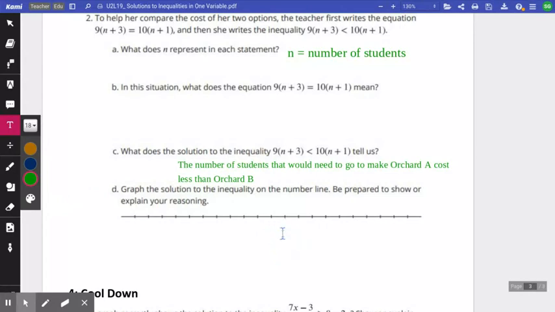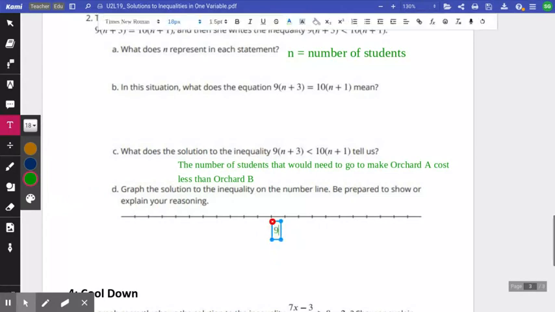I'm going to copy that inequality down here. We've got 9 times n plus 3 is less than 10 times n plus 1. If I'm solving it as an inequality and not solving that related equation, well, even if you solve the equation, it's going to start off the same way. Let's distribute that 9 and distribute that 10 to get this. I've got variables on both sides, so I need to move the variable to one side. You could do that by subtracting 9n or subtracting 10n. I'm going to subtract 10n here.